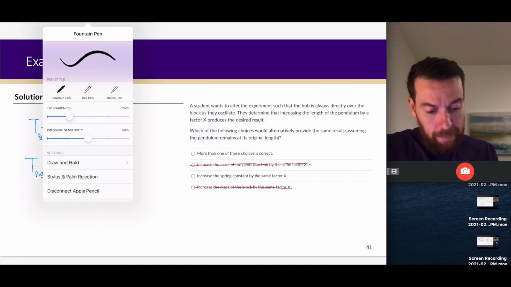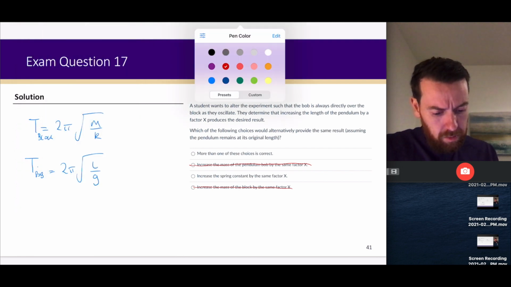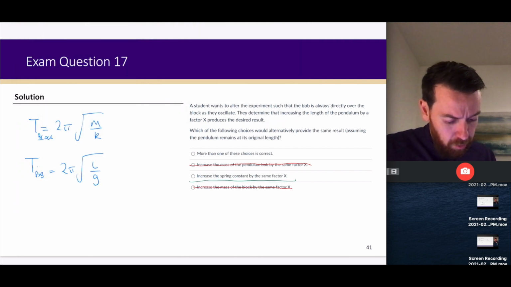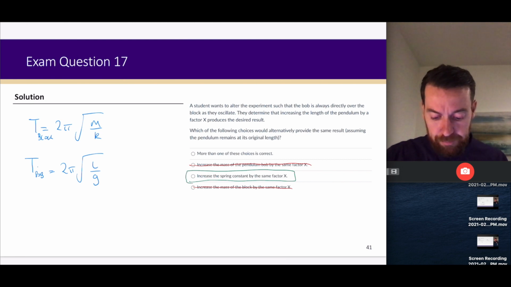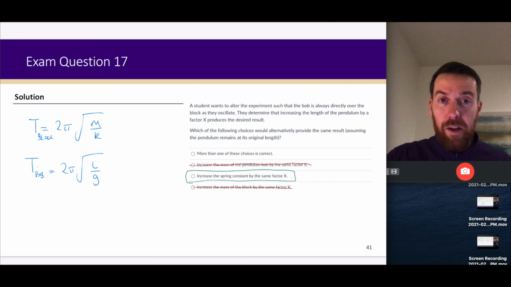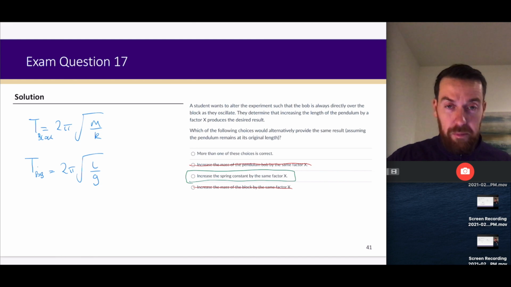So the correct answer would be to increase the spring constant by the same factor by which we change the length of the pendulum. So if we didn't want to change the length of the pendulum, we wanted to alter the spring-block system, and the spring constant was an option, we could increase the spring constant by the same factor. Okay, that wraps up that question, and then I'll follow up with the full video for the tutorial questions.